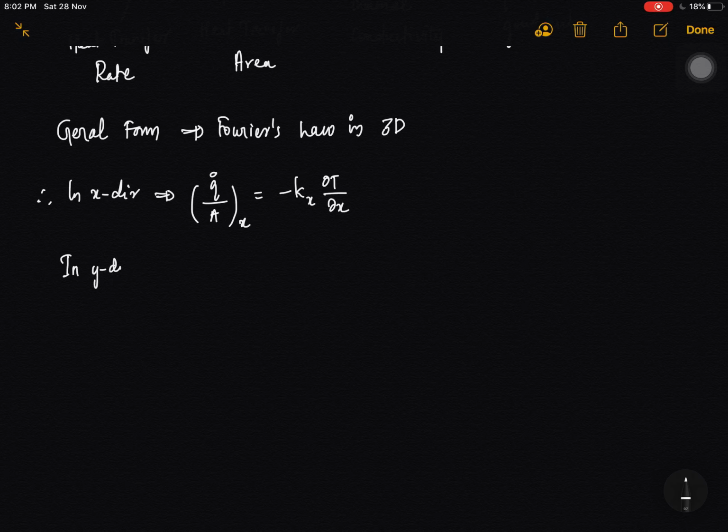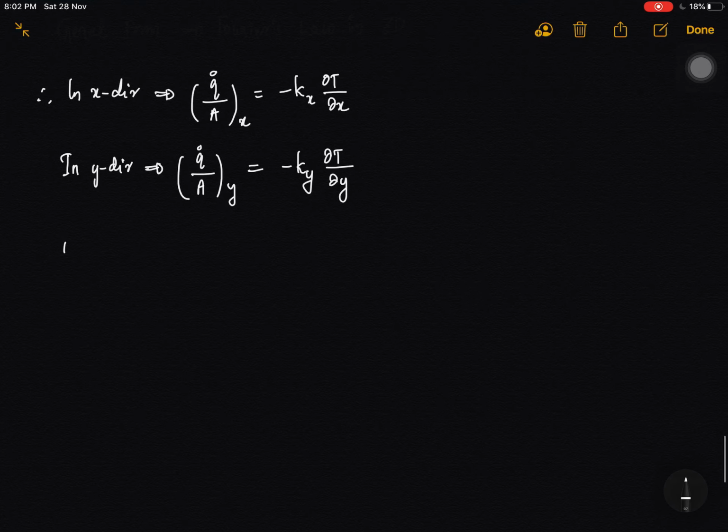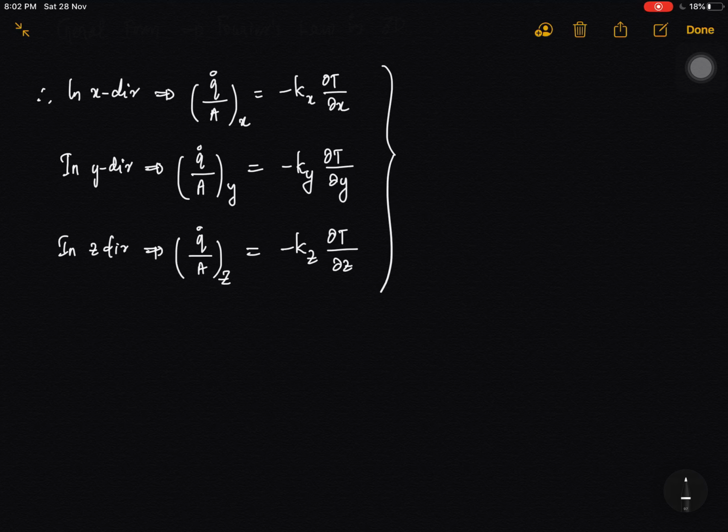Therefore, in x direction, we can write q dot by A in x equal to minus kx dou T by dou x. In y direction, we can write q dot by A in y direction will be equal to minus ky dou T by dou y. In z direction, we can write q dot by A in z direction will be equal to minus kz dou T by dou z.